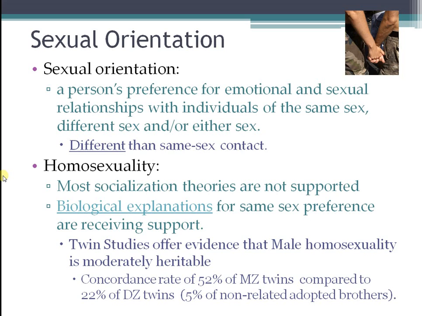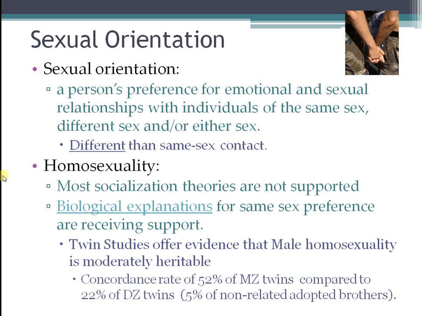When we talk about homosexuality, there are some theories that suggest that homosexuality is a result of socialization, right? Either too much same-gendered play as a child, or not enough, a smothering mother, or these other kinds of external accounts for the causes of homosexuality. But it turns out that most of those are not supported. There's increasing evidence that same-sex preference has biological foundations.